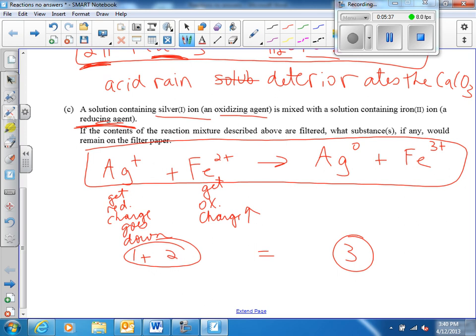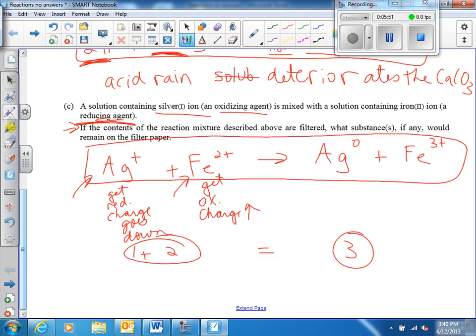Now the question. If the contents of the reaction mixture are filtered, what substance would remain on the filter paper? Well, the ions, the silver and the iron ions, they're not going to stay on the paper. They're dissolved. However, right here, solid silver stays on the paper, the filter paper.